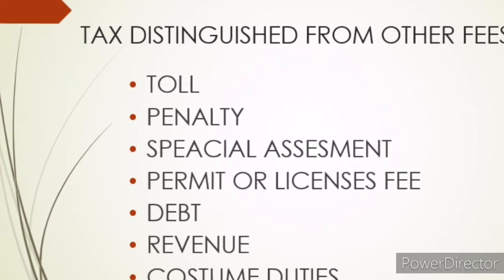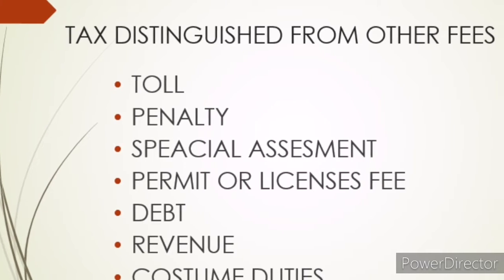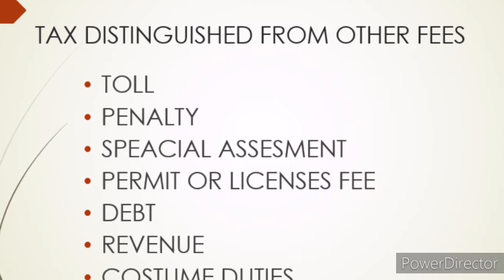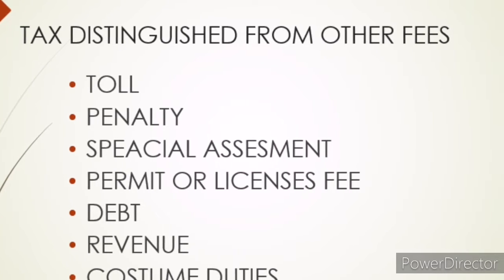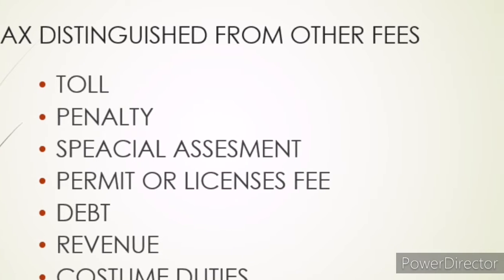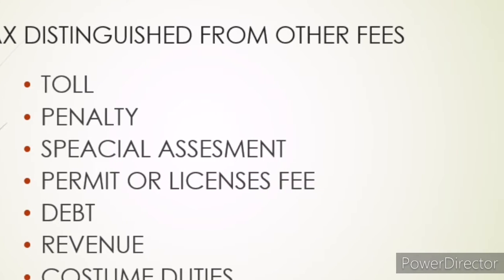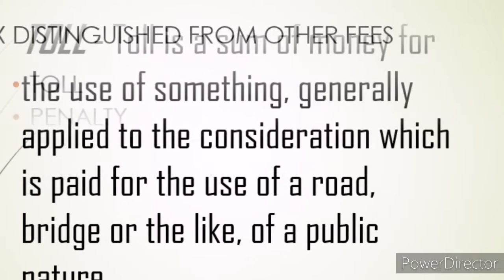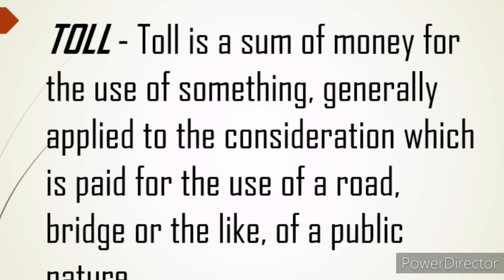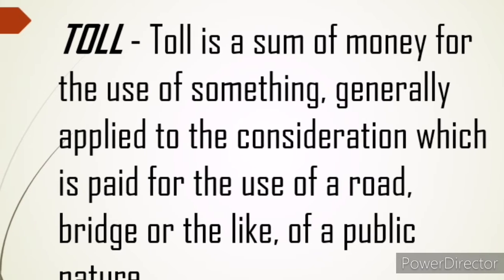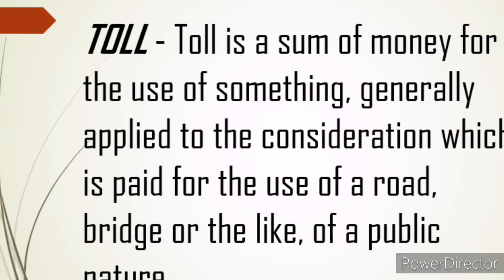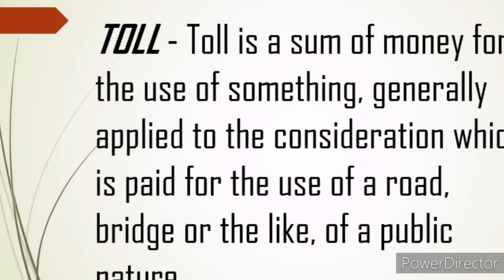There are seven types of tax distinguished from other fees. First is toll, penalty, a special assessment, permit or license fee, debt, revenue, custom duties. Number 1, toll. Toll is a sum of money for the use of something, generally applied to the consideration which is paid for the use of a road, bridge, or the like of a public nature.